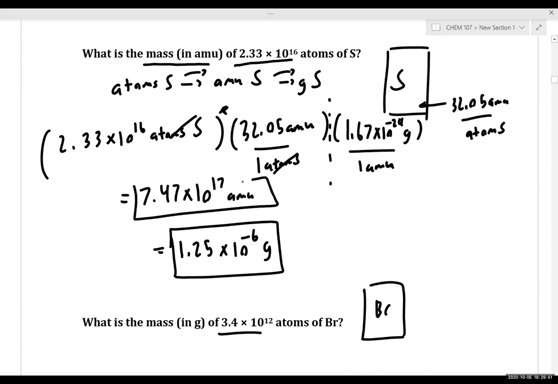Okay, gotcha. Yeah. So I'm showing how, depending on how far you take the calculation, you can either get the mass in AMUs or the mass in grams. But for this problem, the answer would be the 7.47 times 10 to the 17th. Yep, you just stop at the mass in AMUs because that's what the problem is asking.